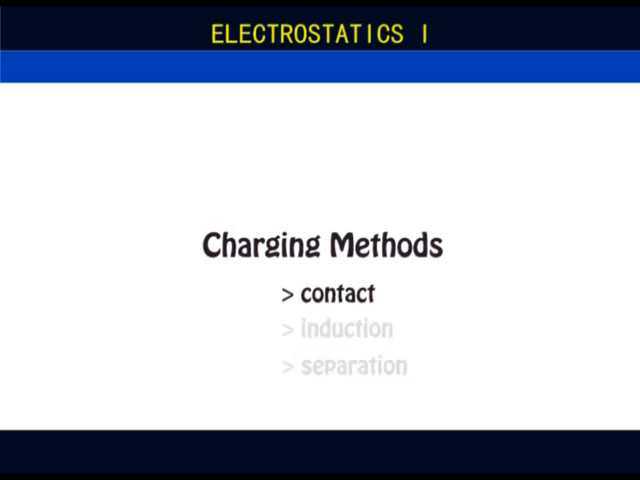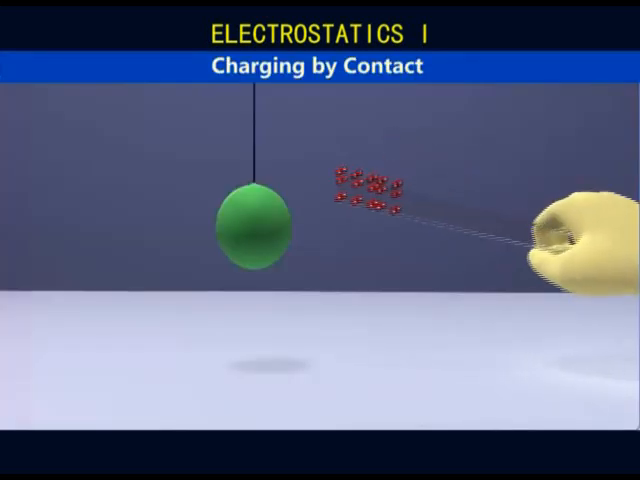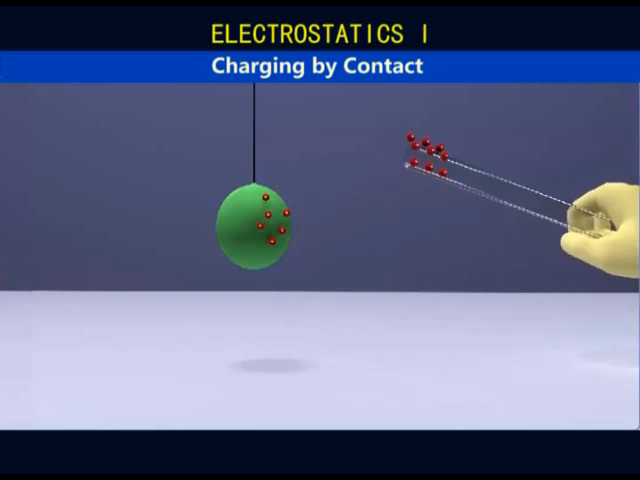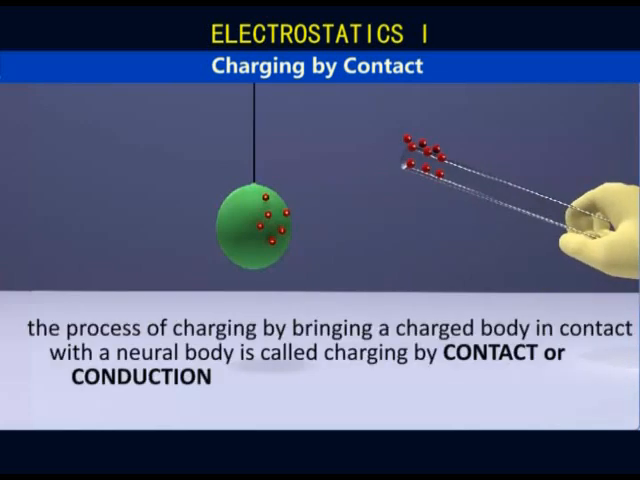We start with charging by contact. Now, if we momentarily touch an uncharged polystyrene ball with a charged glass rod, the ball becomes positively charged as well. This process of charging by bringing a charged body in contact with a neutral body is called charging by contact or conduction.